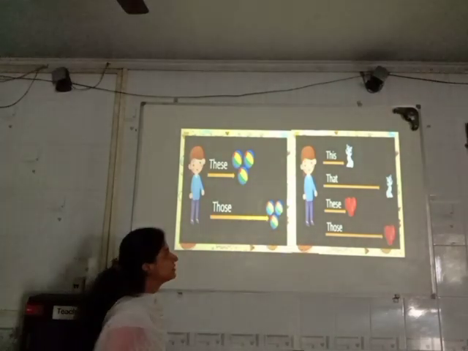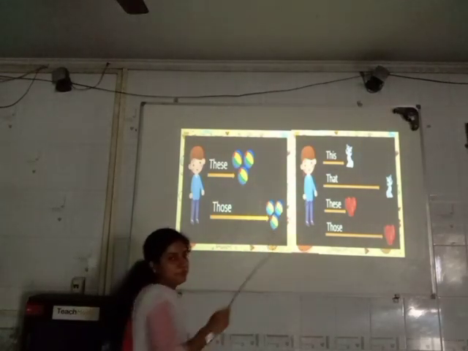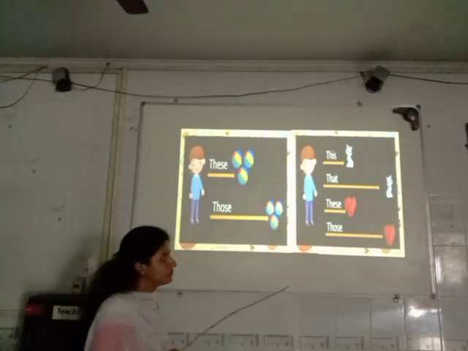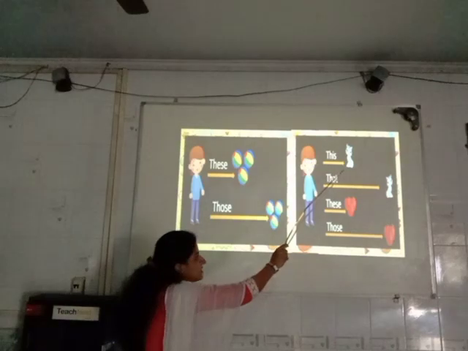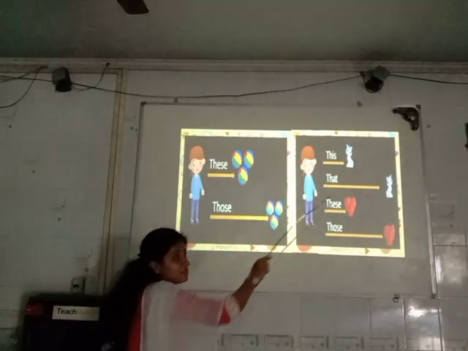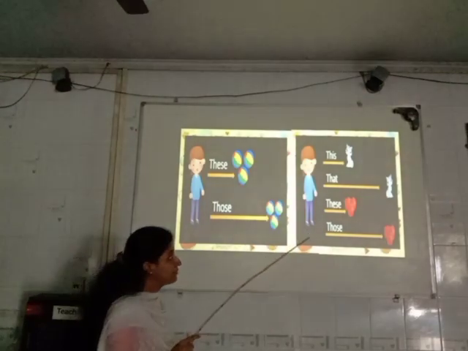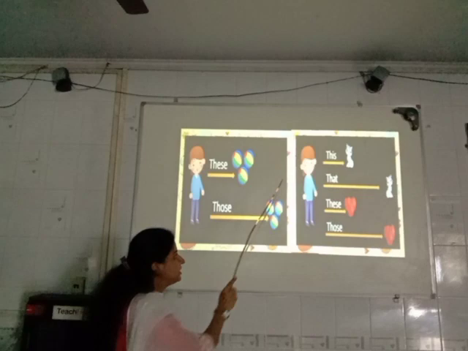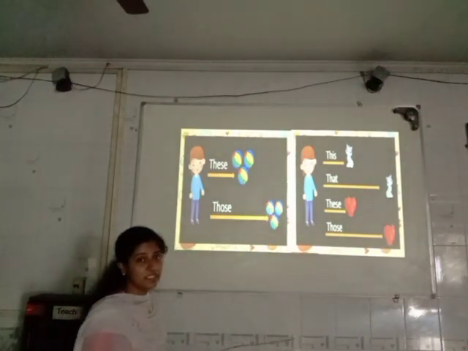In this picture, see. This is a cat. So why do we use "this" here? Because it is near to us. So this is a cat. And here, that is a cat. Now see, it is far from this word, so we use "that." And it is in singular. So we use this and that when it is in singular.